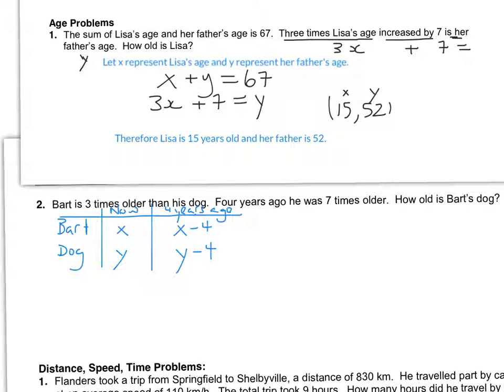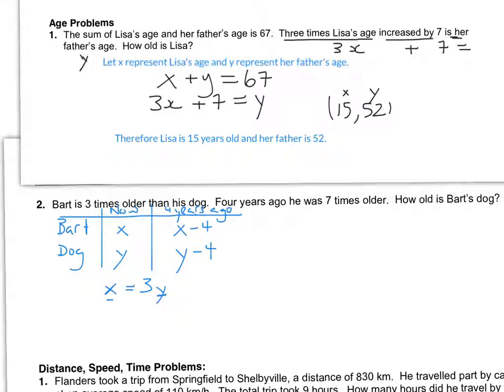Okay, now Bart is 3 times older than his dog. So Bart's age right now, he's older, so you need to take the dog's age and times it by 3, and I wrote 7 instead because I was looking at the wrong number. You're going to times that dog's age by 3 to make it equal to Bart's age, because Bart's the older one. It takes the smaller one times 3 to equal the older. Okay, so that's the first equation.